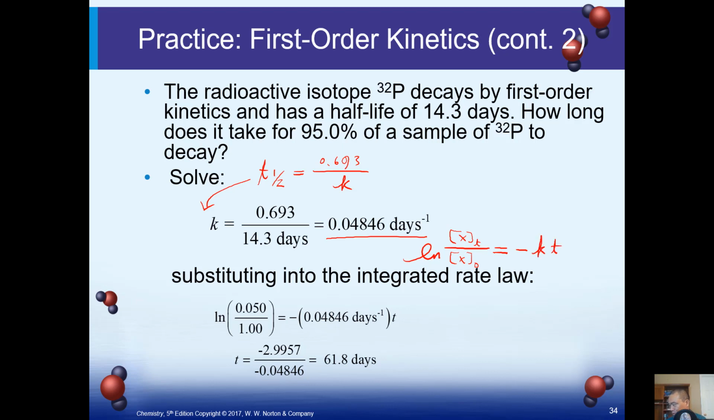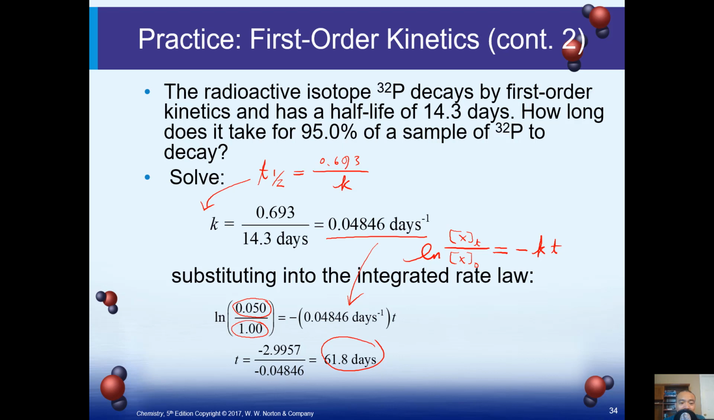So we substitute the numbers in because 95% is consumed. So the current concentration would account for 0.05 if the initial is 1.00, okay, which is 100%. And we also substitute the K in after we do the calculation. T is 61.8 days.